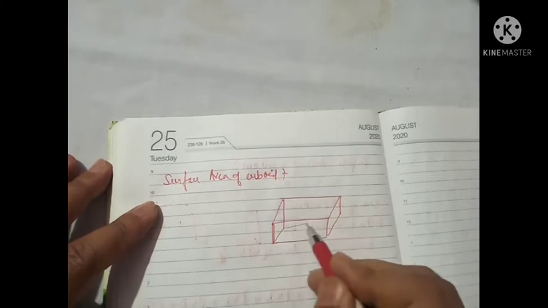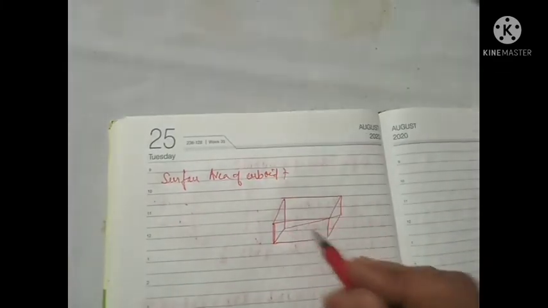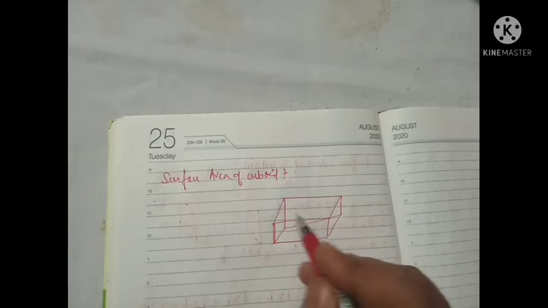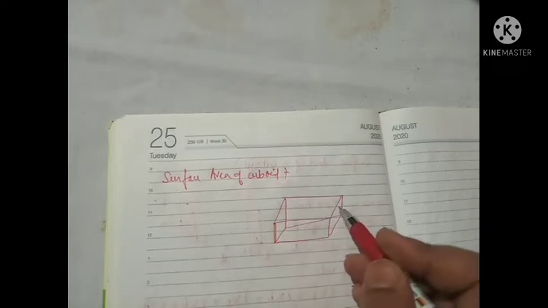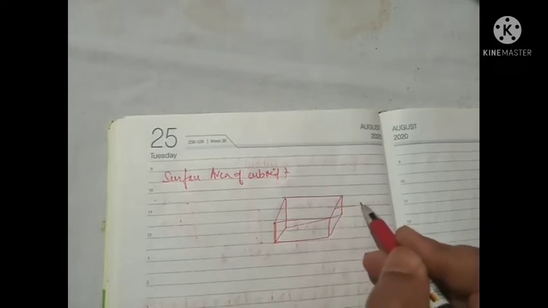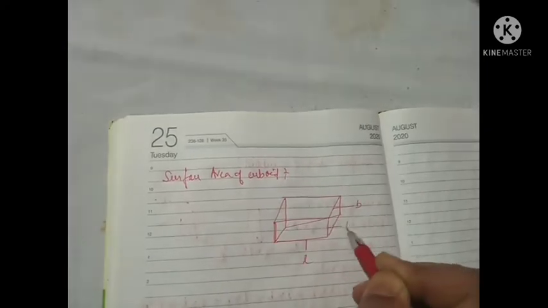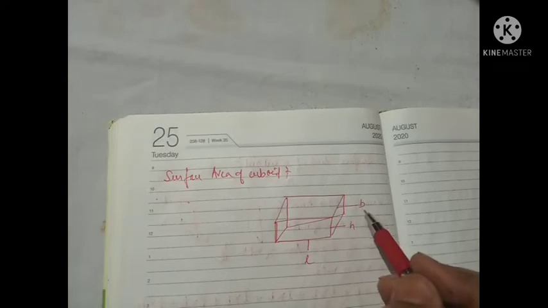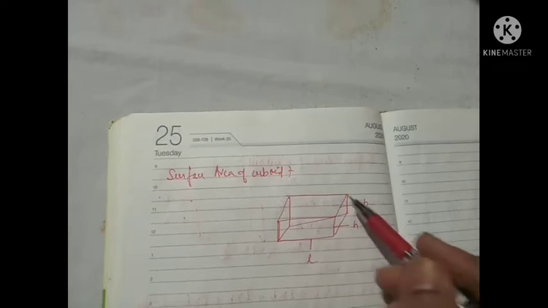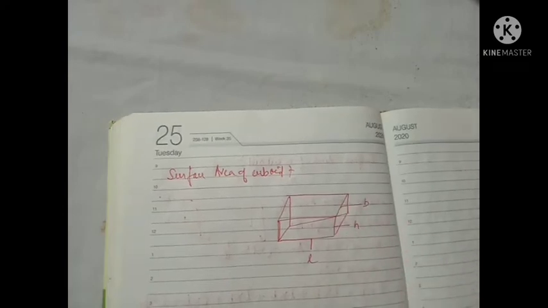This is the face of the shape of the cuboid. That is, all the faces of the cuboid are rectangles. Now this will be the breadth, this will be the length, and this will be the height, because a cuboid has length, breadth, and height, since it is a 3D shape.